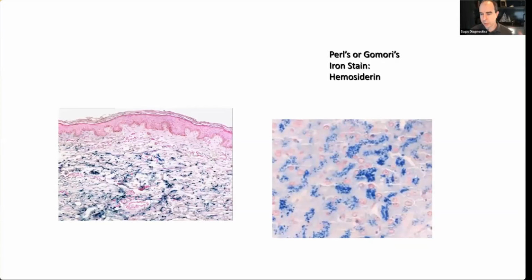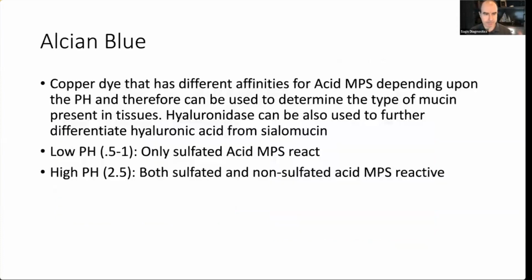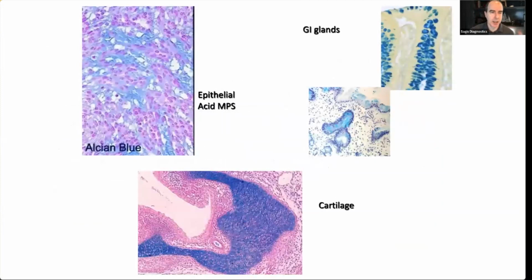And you can see this in a bruise, or certain tumors often have lots of hemorrhage, which leads to hemosiderin deposition, and you can detect it with the Perls iron stain. Alcian blue, we also use this for mucin, and it can stain epithelial mucin blue here. Here you can see it in some GI glands, and it actually stains cartilage blue too, if you needed to look at that.